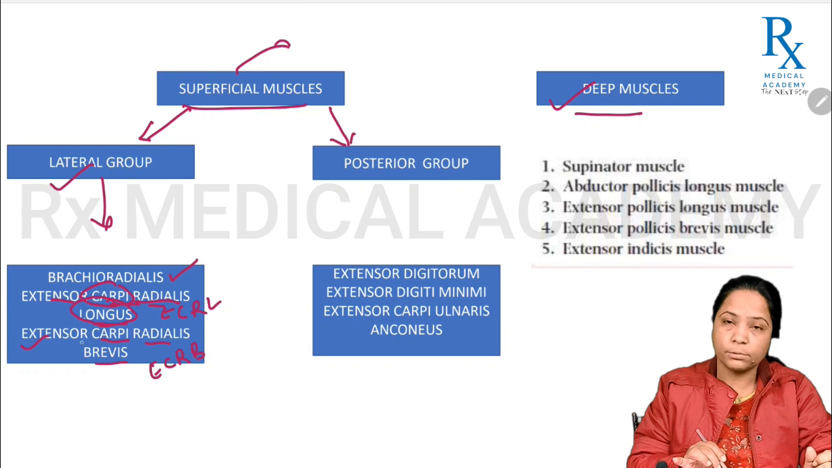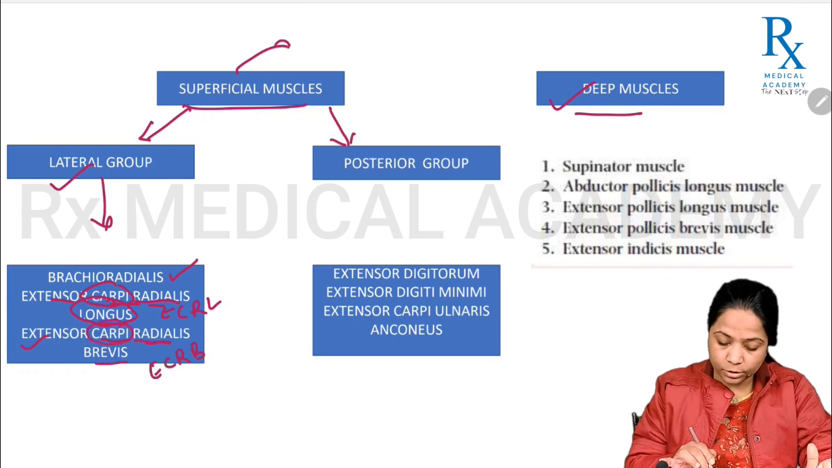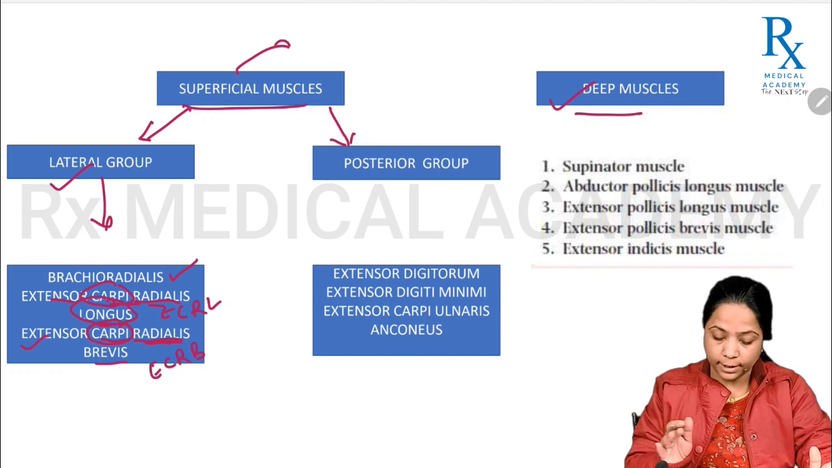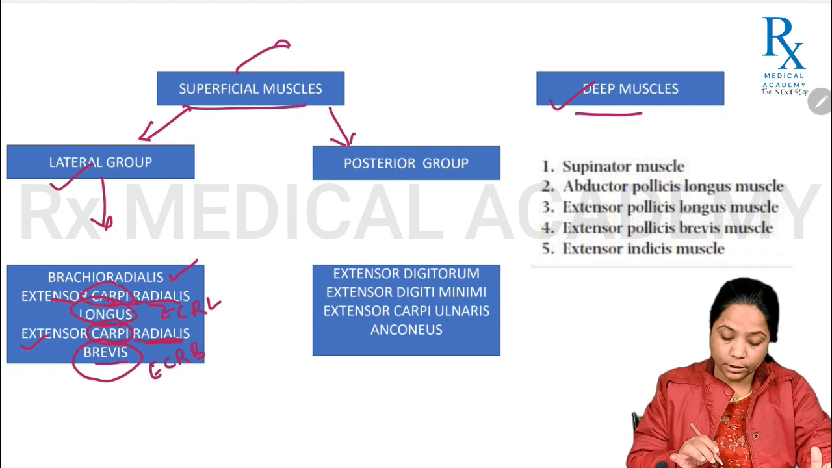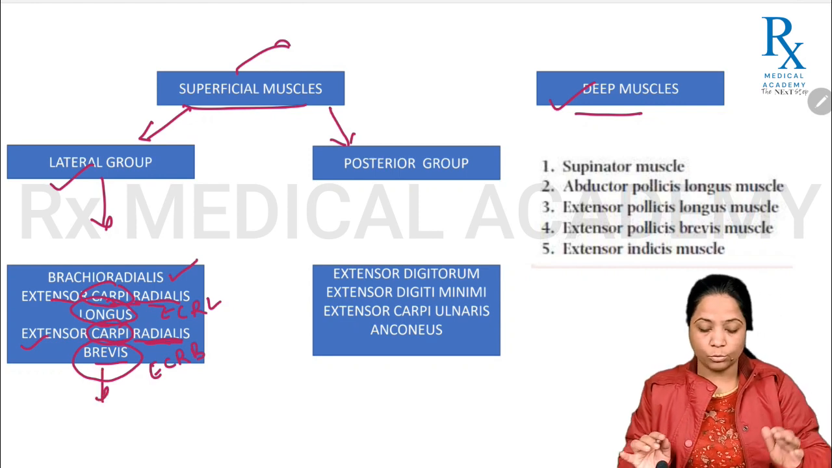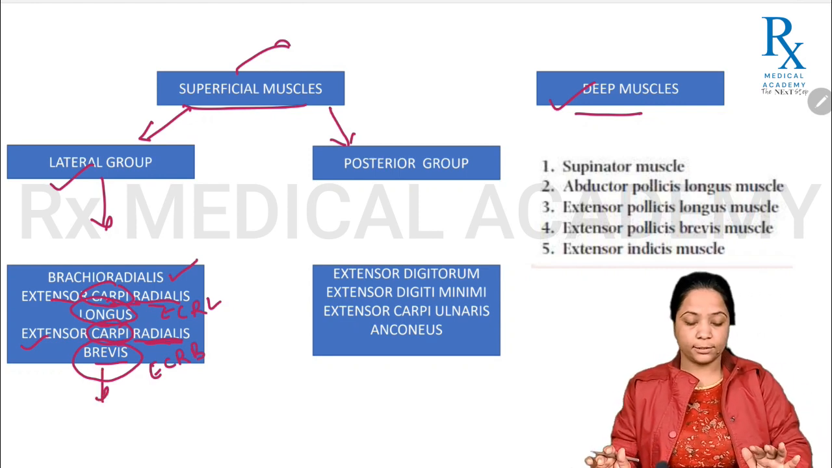The function of this muscle is also to produce extension of the wrist joint, and it is also situated on the radial side, that is on the lateral side. Because the size of this muscle is small, the name includes brevis. This term is included in the name of the muscle, that is brevis.